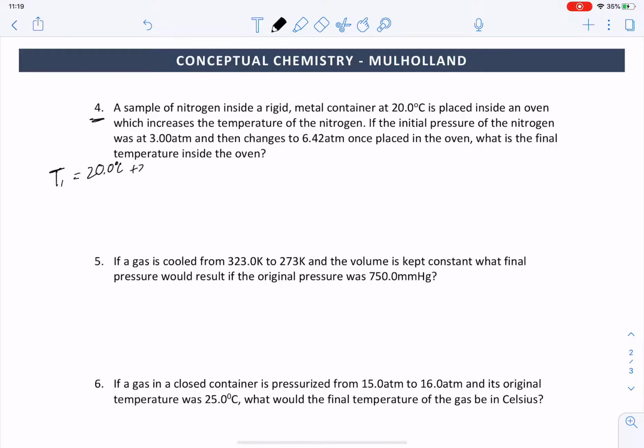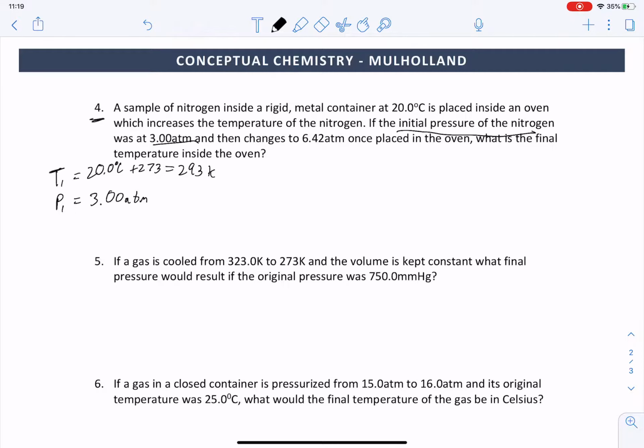I'm just going to convert that right away to Kelvin by adding 273. It's placed inside an oven, which increases the temperature of the nitrogen. If the initial pressure of the nitrogen was 3.0 atm, so pressure has 3 different units. It could be in atmospheric units or atm, kilopascals, or millimeters of mercury.